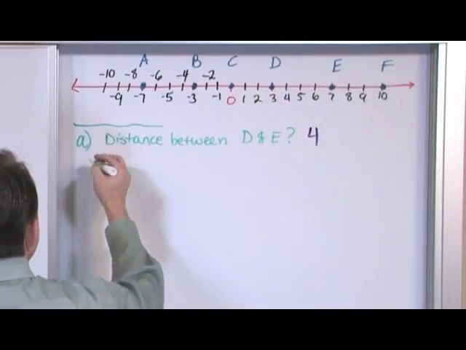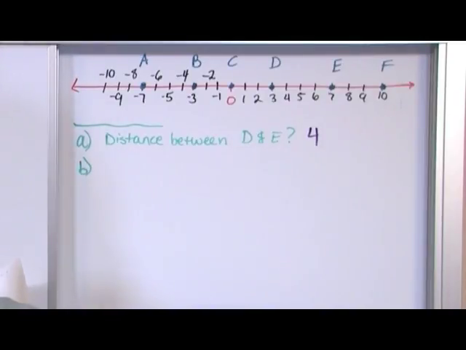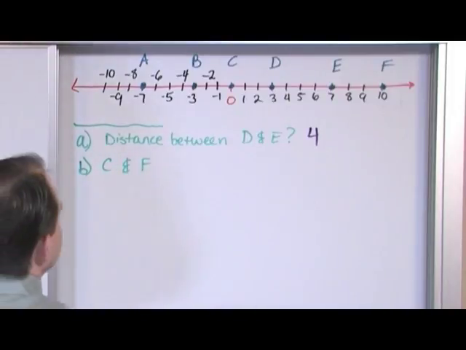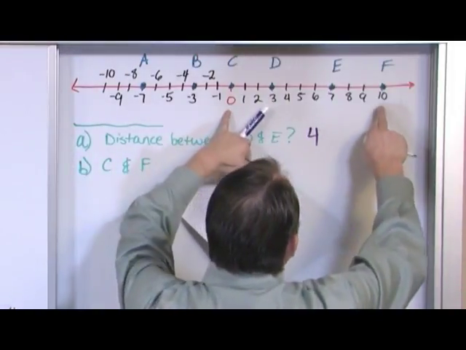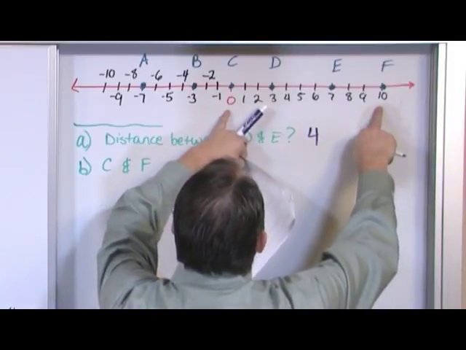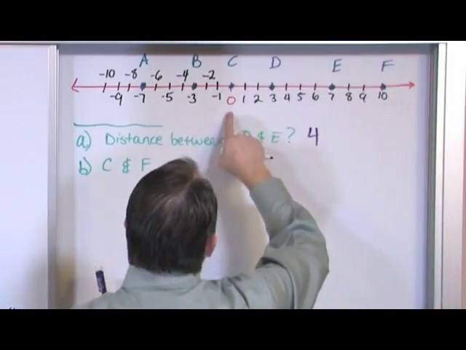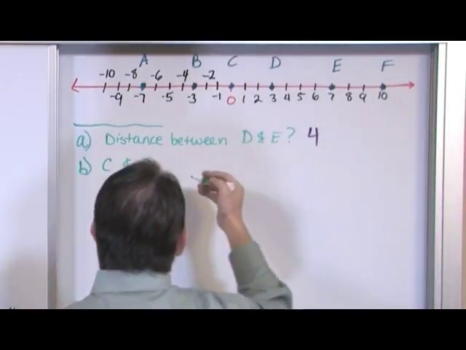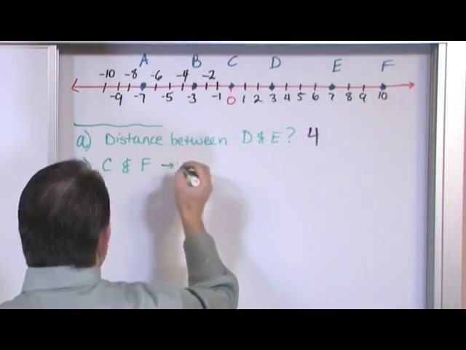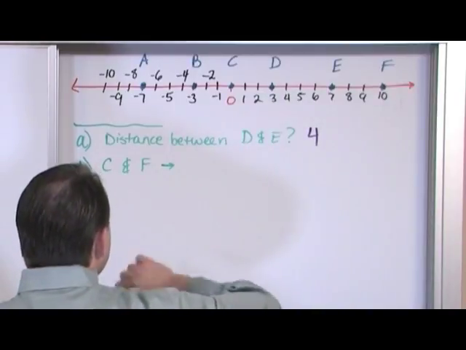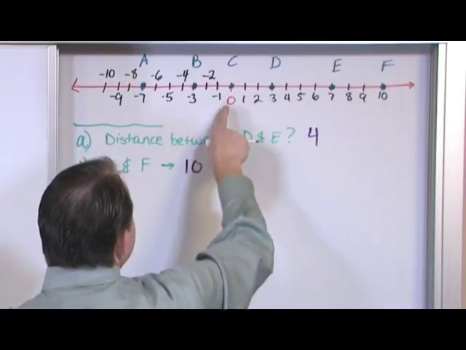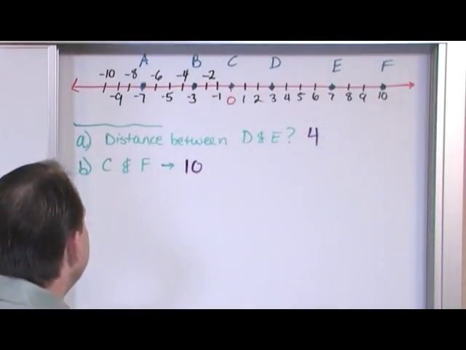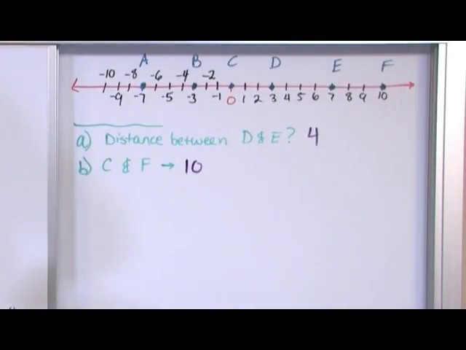Now, the next one, what is the distance between C and F? C is here and F is here. So the only way you're going to get that is by counting the distance between them. 1, 2, 3, 4, 5, 6, 7, 8, 9, 10. You can guess it's 10 because of the way the number line's labeled there, but that one's easy because 0 and 10, you know it's 10 units away, but it's not so easy to do whenever they're not lined up like that.